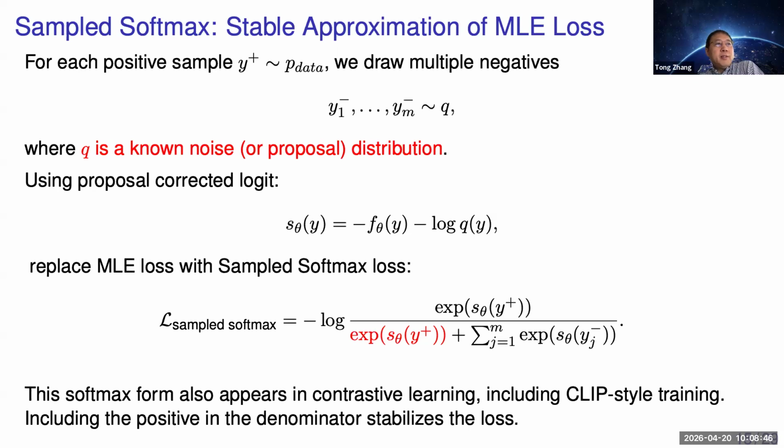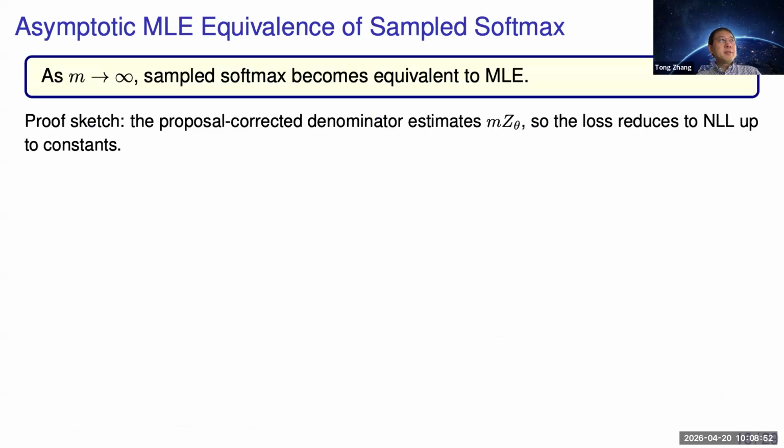Including the positive in this term is trying to stabilize. So: asymptotic MLE equivalence of a sampled softmax. As M goes to infinity, sampled softmax becomes equivalent to MLE. I will just quickly give the proof. The proof is not too complicated. It basically says it's a more stable version in the finite M case.